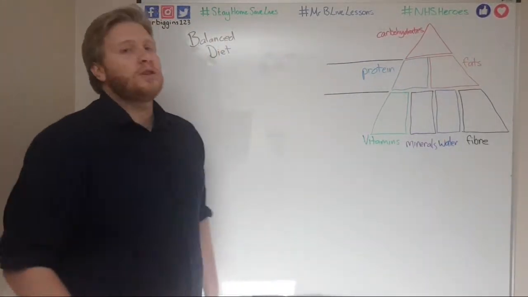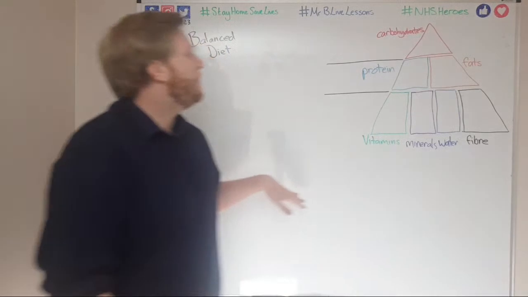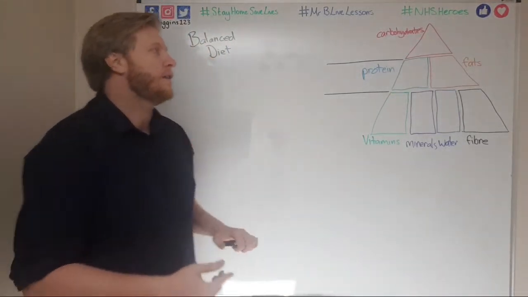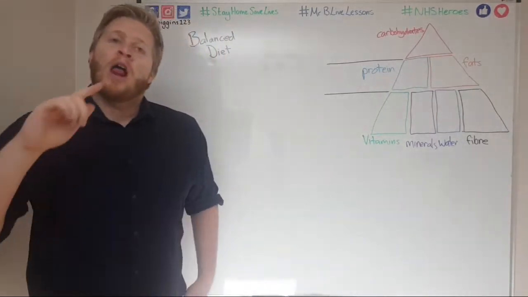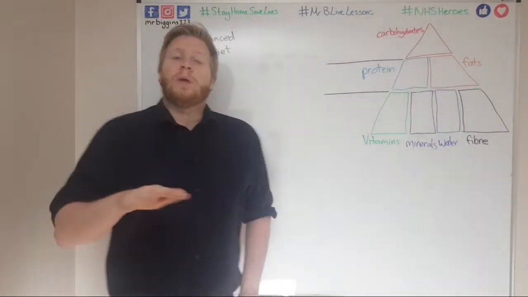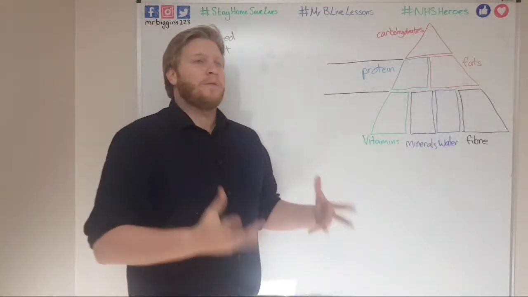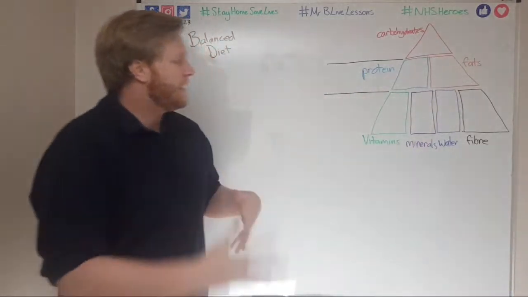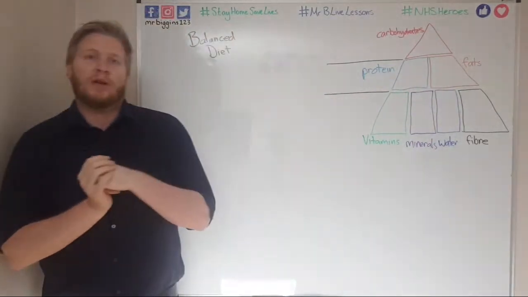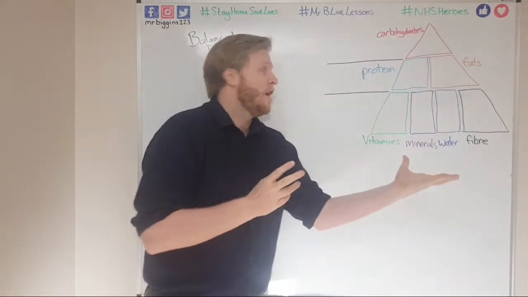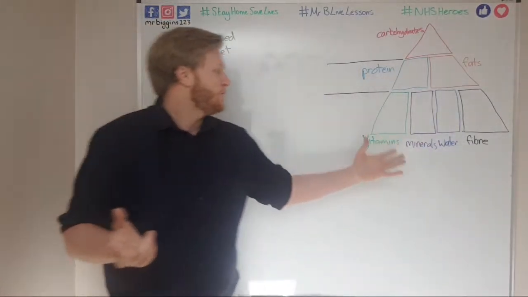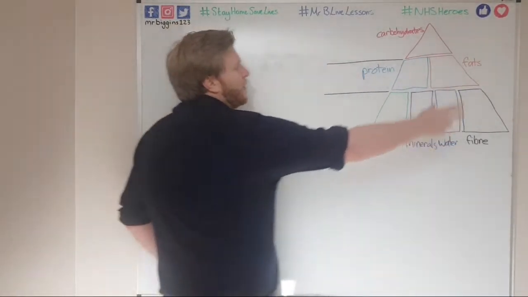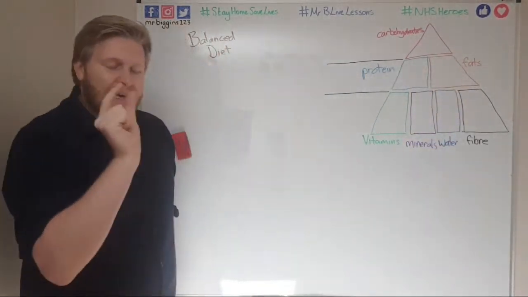So what we're going to do first is go through each section and see if we can think of foods that go in each one. We're going to start at carbohydrates. Lots of foods will have carbohydrates. Most foods actually will have all of these different types of things: vitamins, minerals, water, and fiber, just in different levels. Some foods have lots of fats, some have very few fats, some have lots of vitamins, some have very few. But most food will have a little bit of most of these, even if it's a tiny amount.